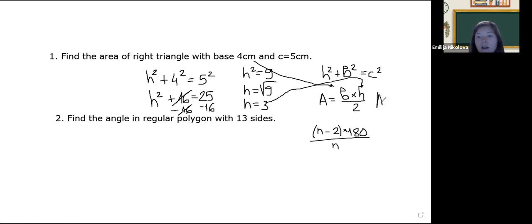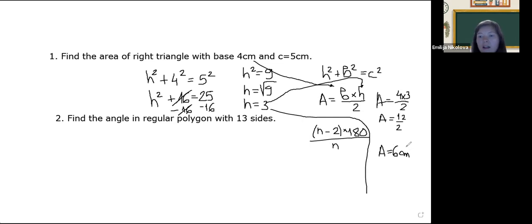So the area will equal, instead of base, I put 4. Instead of height, I put 3. And then I divide by 2. 4 times 3 is 12, divided by 2. So the area will be equal to 6 centimeters squared, because with area, never forget centimeters squared.